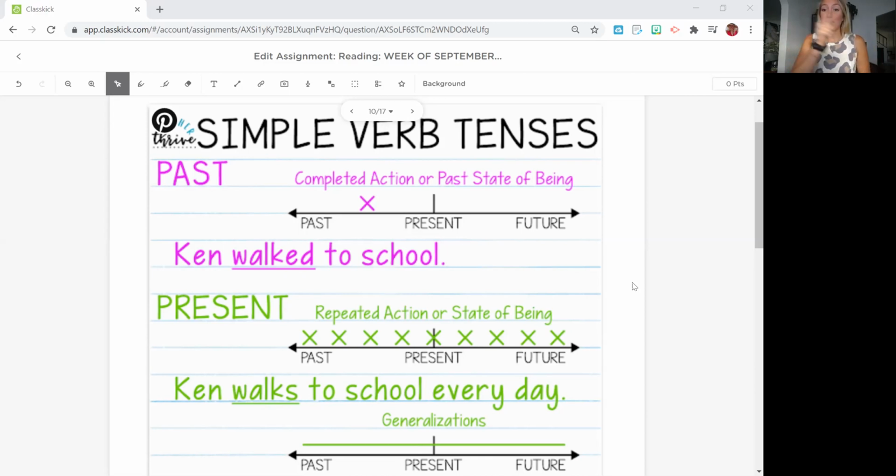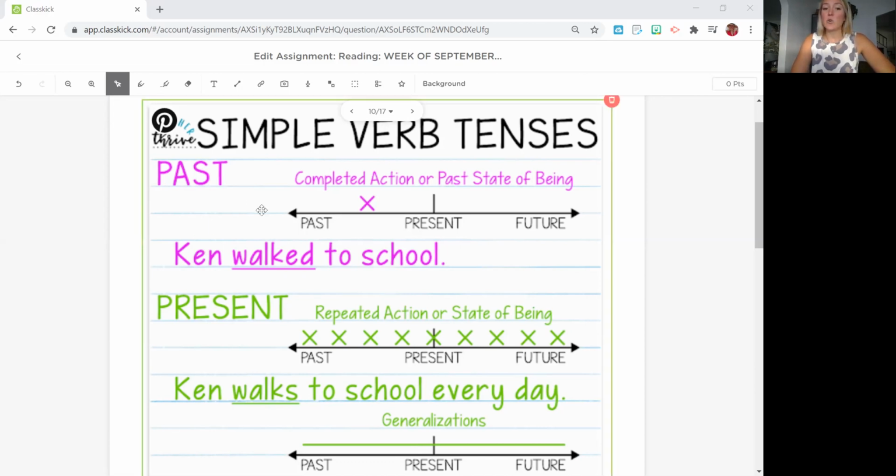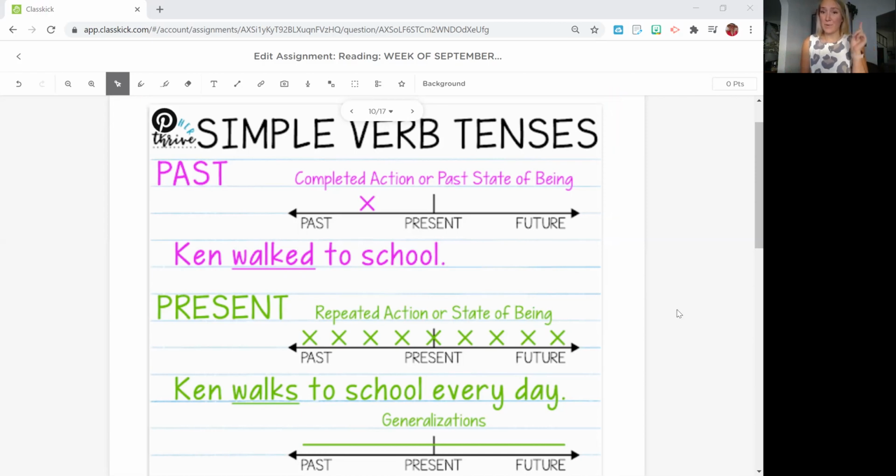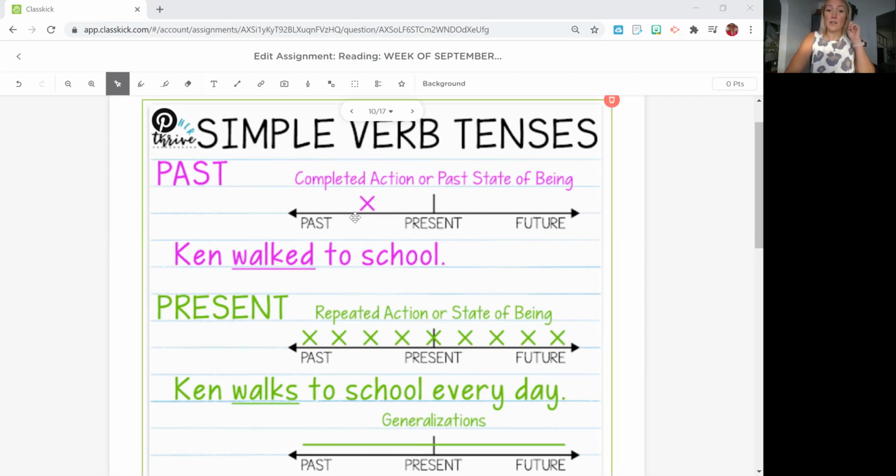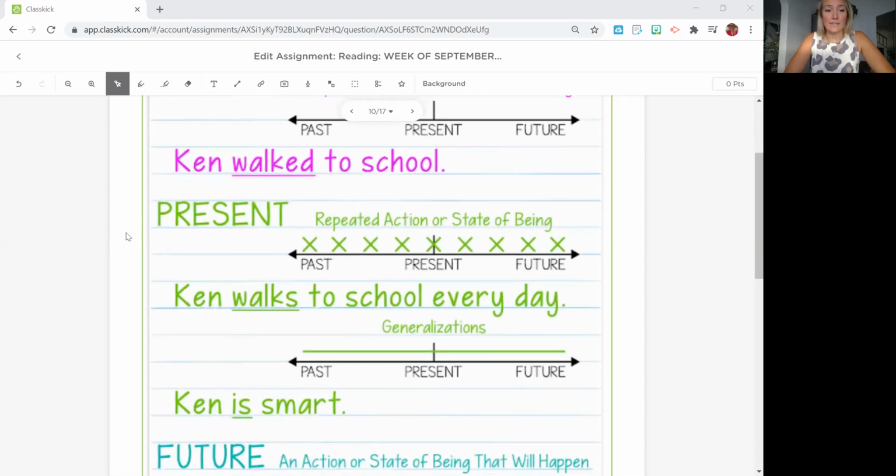So for the past, it would be like yesterday. So our sentence is, Kent walked to school. If I put yesterday in front of that, it should make sense because it happened before today. Yesterday, Kent walked to school. That's correct. Now, for most verbs, not for all verbs, we add an ed in our past tense verbs. Add an ed. Now we'll look at some that are kind of crazy and don't follow that rule.